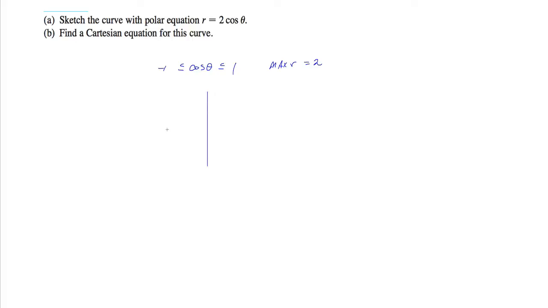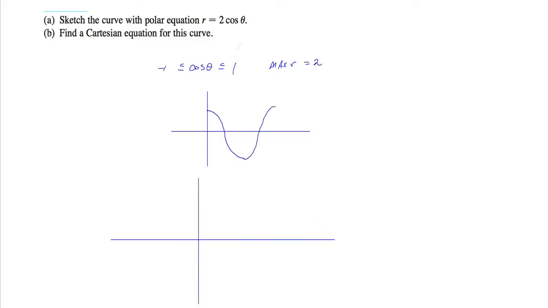Also, let's recall what the cosine curve looks like. It starts at 1, at pi over 2 it's 0, at pi it's going to be -1, and so on. So let's use that. We have to have a clear understanding of what cosine of theta looks like to be able to draw this efficiently.